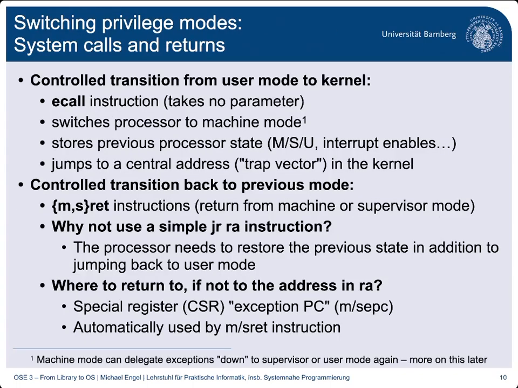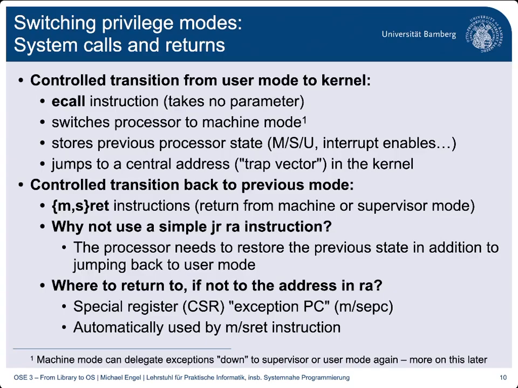So we have a controlled transition from user mode inside of the kernel using this ecall instruction. It's a machine instruction which takes no direct parameters, but of course you have to prepare parameters in registers for the operating system to know what you actually want from it. It switches our processor to, in our case, machine mode. So we make life a bit simpler for ourselves. We let our operating system run in machine mode instead of supervisor mode, and essentially we don't use the supervisor mode in our operating system to keep things a bit more simple. So we always switch from user mode, where our application runs, to machine mode, where our kernel runs, our operating system, and back.